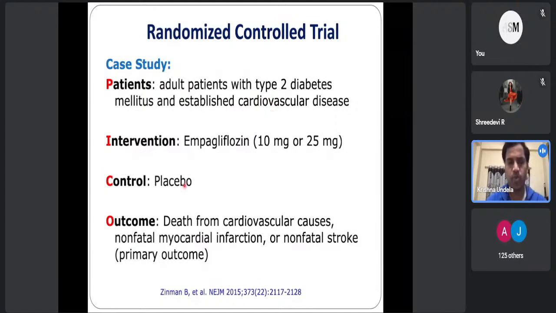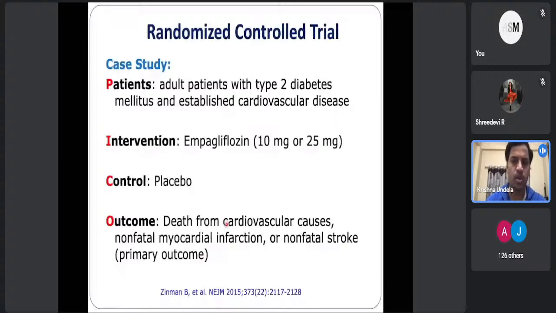So we are trying to reduce these outcomes by giving empagliflozin. Just imagine we are reducing these outcomes by giving empagliflozin in comparison with the placebo. The person does not need to get all three outcomes. I'm repeating it once again.